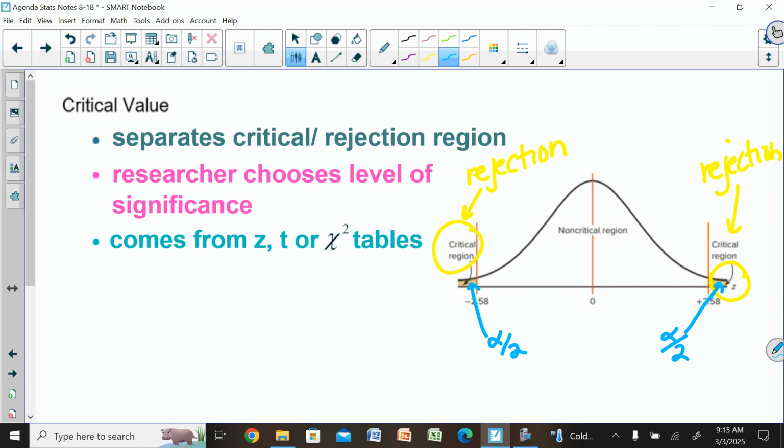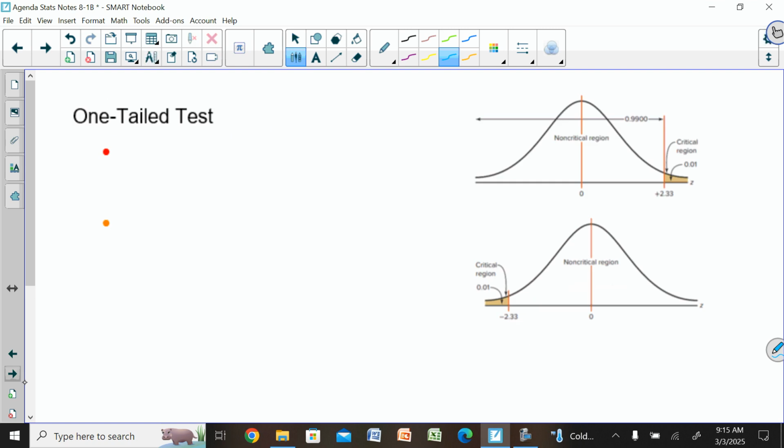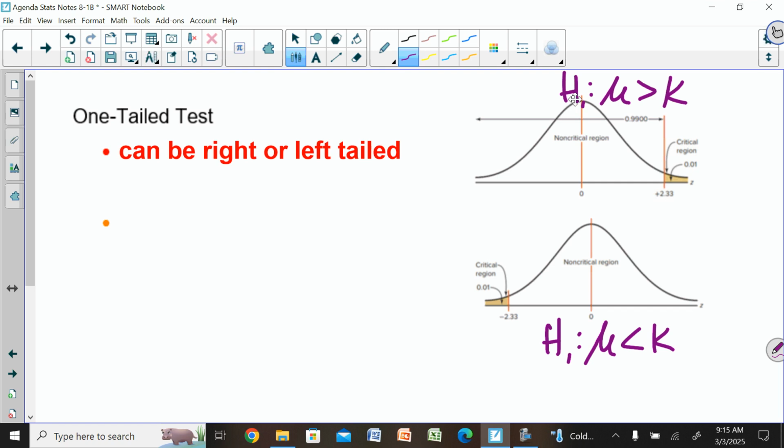We have two options then. I just showed you the picture with this alpha over 2. We also can have a one-tailed test. So notice my alpha isn't split between both ends of that normal distribution, because we only think that, if we're going back to last terminology, we only think for our H sub 1 that mu is greater than some value. Or down here, our H sub 1 would be mu is less than some value. So a one-tailed test can be right or left, depending on our alternative hypothesis.